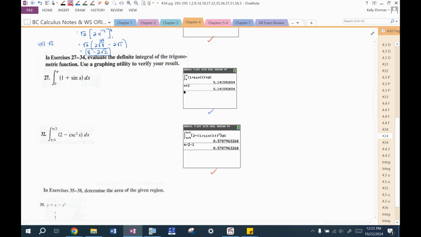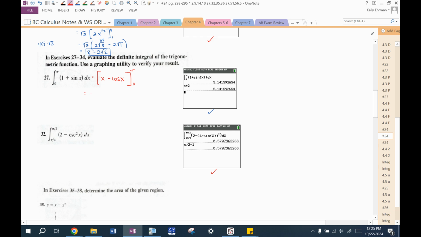Same directions for this section. It says evaluate the definite integral of the trig function. Use a graphing utility to verify your result. All right, so the integral of 1 will be x. The integral of sine is minus cosine x. I always do a quick mental check here. If I take the derivative of negative cosine x, I get positive sine x because it's easy to miss the plus or minus sign.